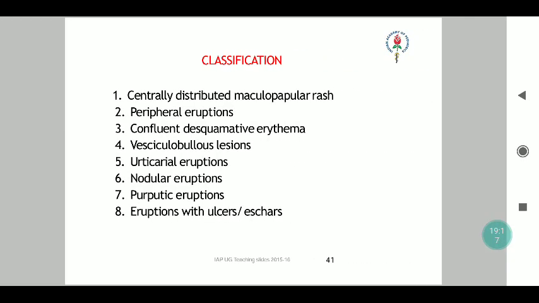Now, to further classify fever with rash, it can be centrally distributed maculopapular in nature, it could be peripheral eruptions, it could be confluent desquamative erythema, it could be vesiculobullous lesions, it could be urticarial, it could be nodular, it might be purpuric, or it might even be with ulcers or eschars.